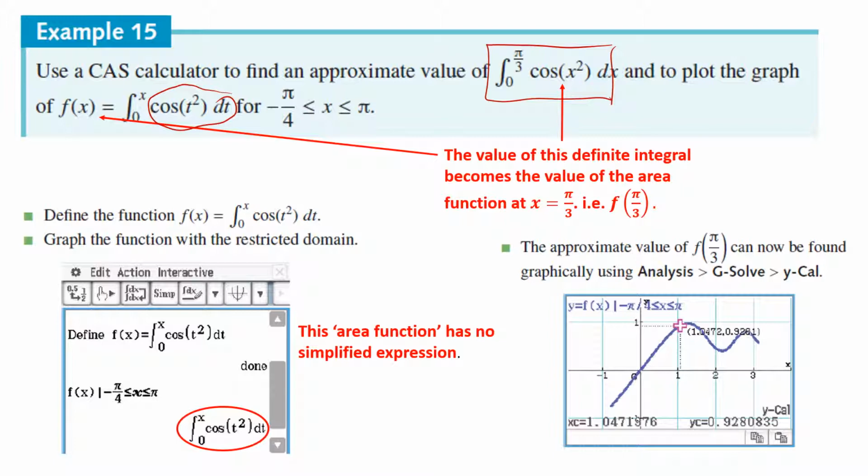We get a function like that, an interesting looking function. And if we type in x equals pi on 3, which as you can see there is approximately 1.047, so that would be pi on 3. We sub it in, and we can use our gsolve and ycalc to determine the approximate y value, and you've got 0.9281 it looks like.